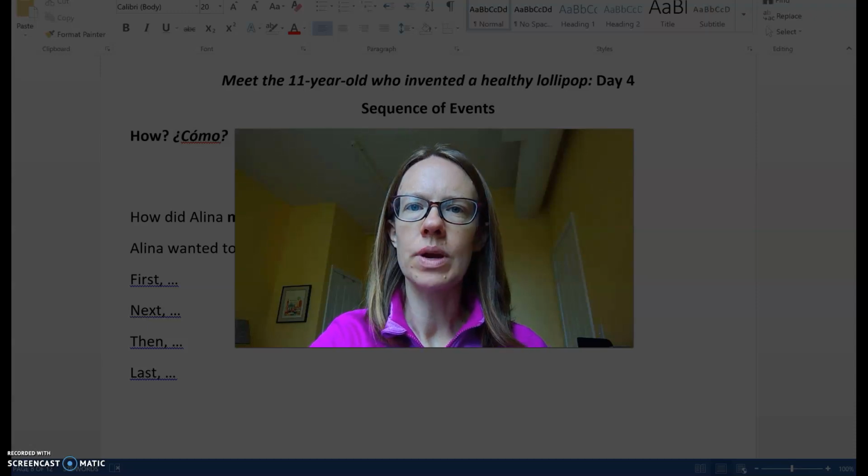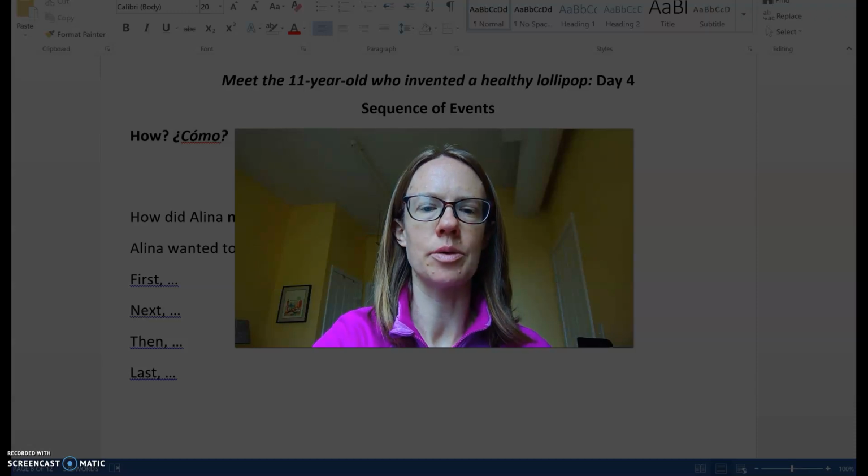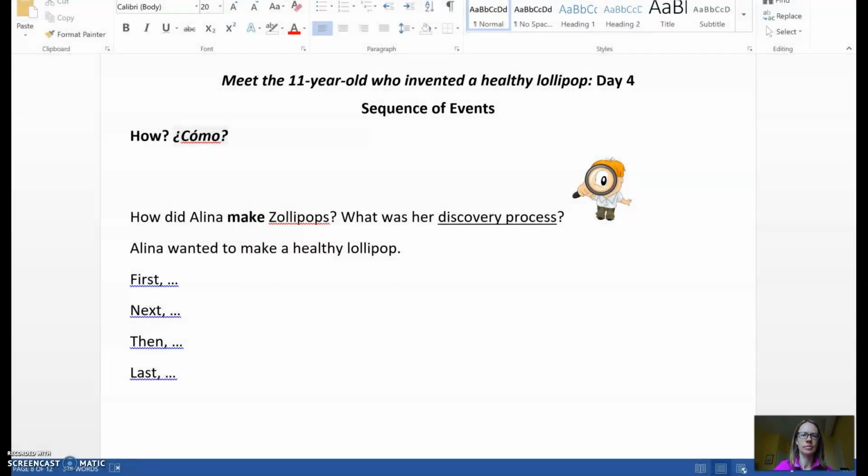Today we're going to keep reading about the 11-year-old who invented a healthy lollipop. Today we will read to find out how she invented a healthy lollipop. Let's take a look. So today we will be thinking about how. Say how. How did Alina make lollipops? What was her discovery process? We talked about discovery process in our introduction day.